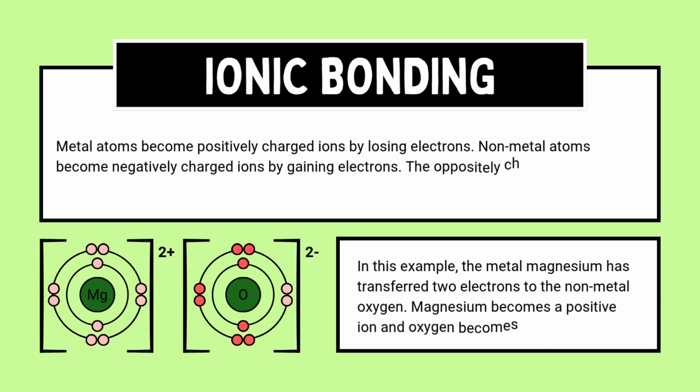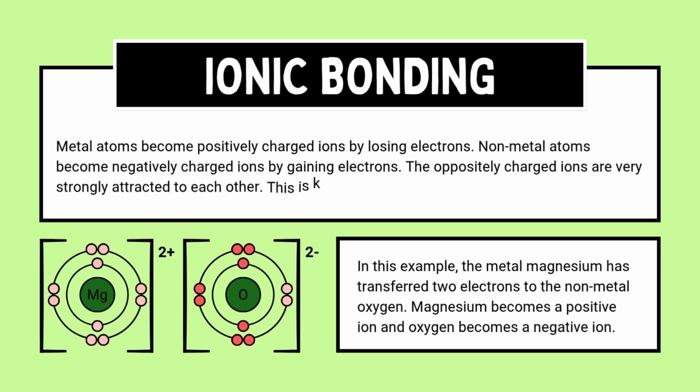The oppositely charged ions are very strongly attracted to each other. This is known as an electrostatic attraction. In this example, the metal magnesium has transferred 2 electrons to the non-metal oxygen. Magnesium becomes a positive ion and oxygen becomes a negative ion.